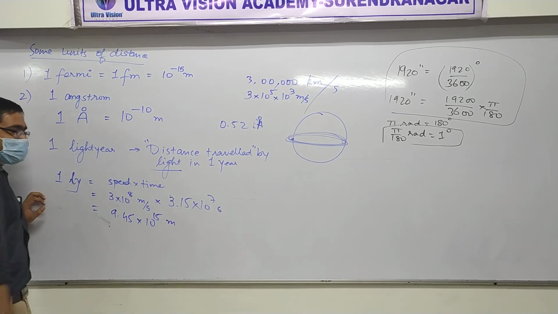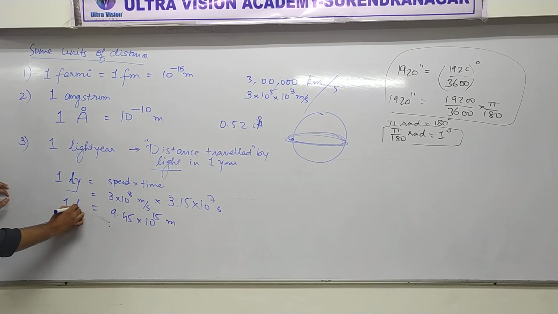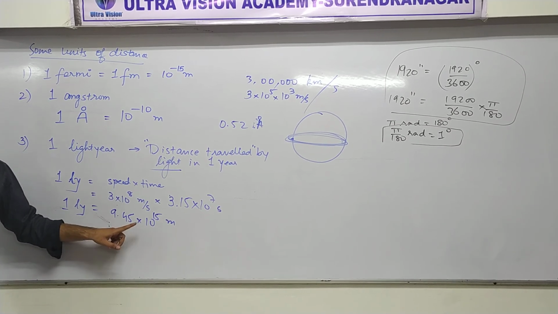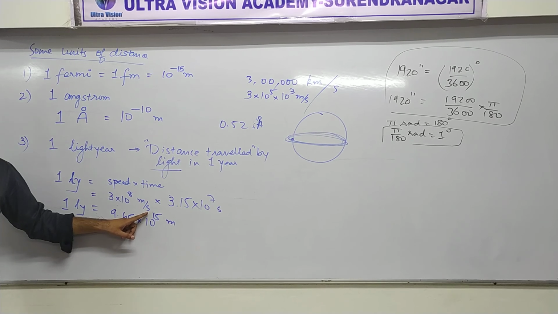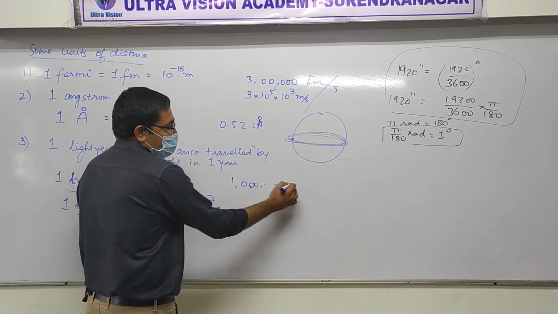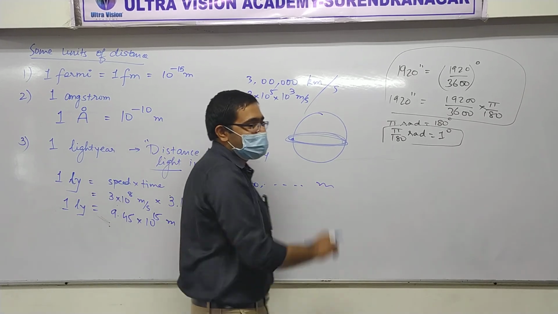Is that clear? Yes. Now think about it. How big is this? From here to your home, maybe 1000 meter or 2000 meter, 3000 meter. This is 10 raised to 15 meter. That means how many zeros? 1 0 like that. You put 15 zeros, that many meter.